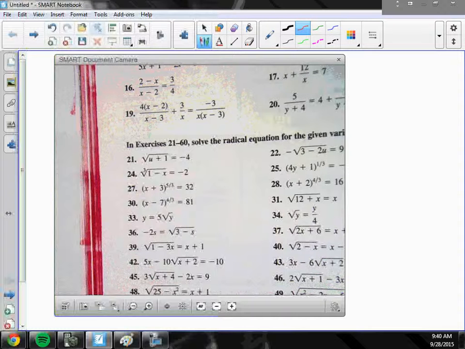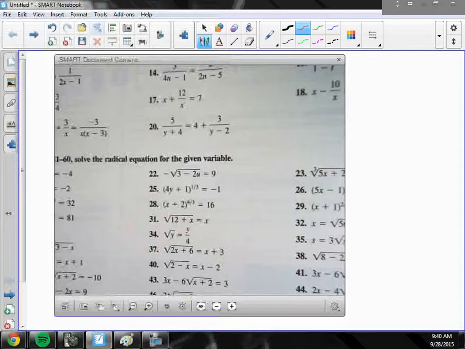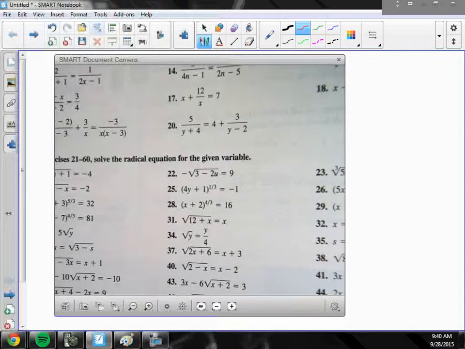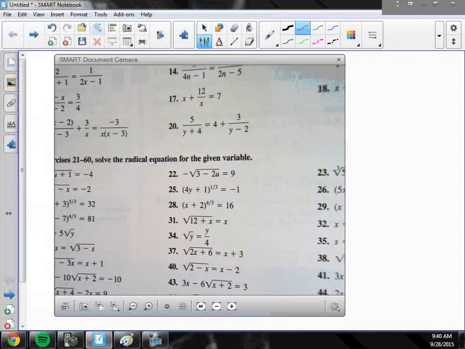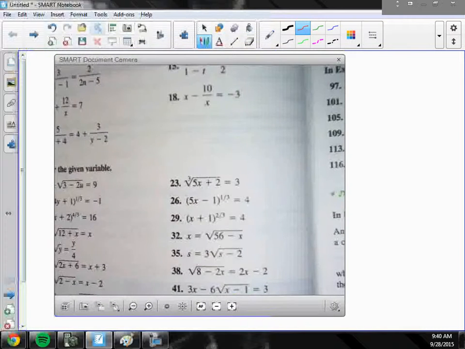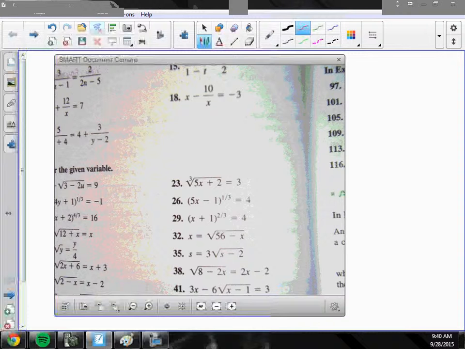So if we look at number 22, does it have an answer? 22, we don't need to do 22, but it doesn't have an answer because a negative square root cannot equal a positive 9. So that would be no solution. Okay, what about 23? Let's say 23 equaled negative 3. Is that a problem? No.